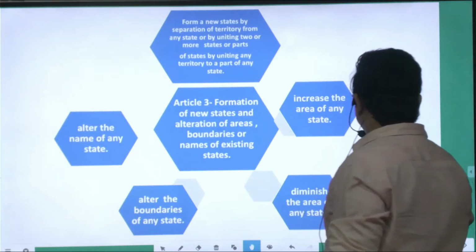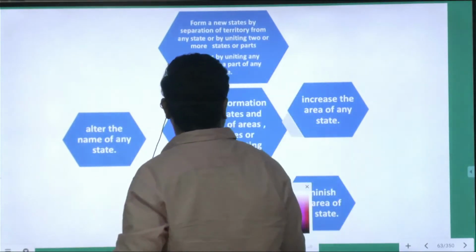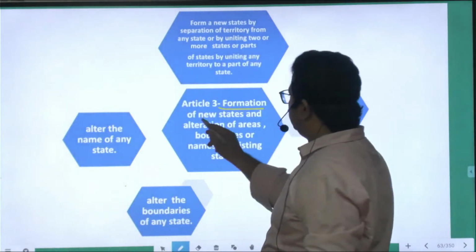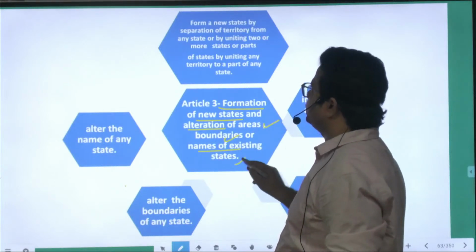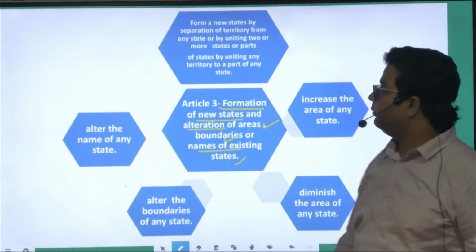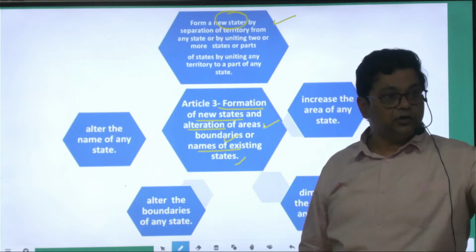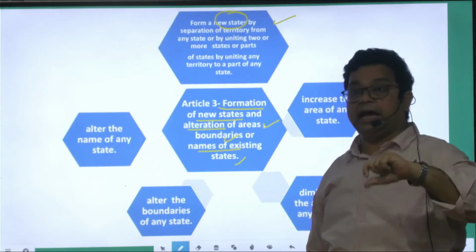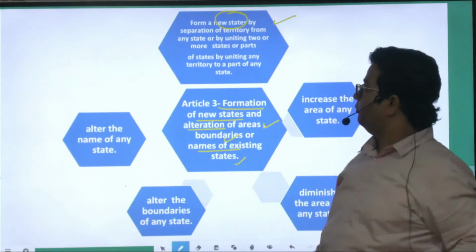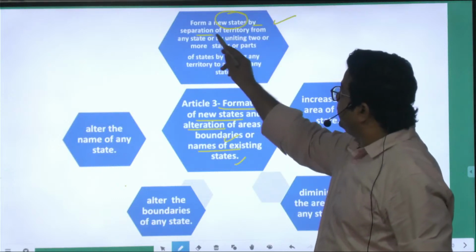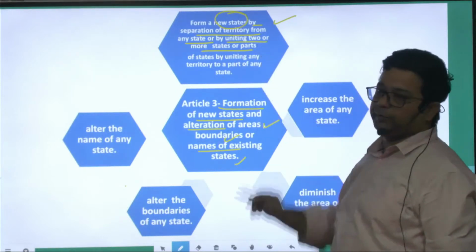Now next is Article 3. Article 3 talks about the formation of new states and alteration of areas, boundaries or names of existing states. So how can it be done? It forms a new state. It is different from Article 2, where it talks about admission and establishment. Article 3 talks about the formation of a state by separation of territory from any state or uniting two or more states or parts.